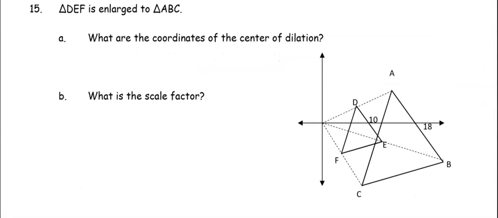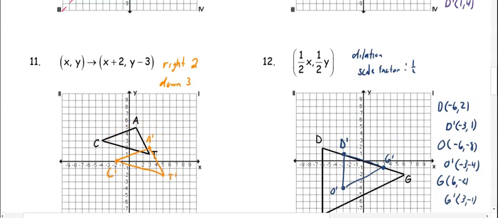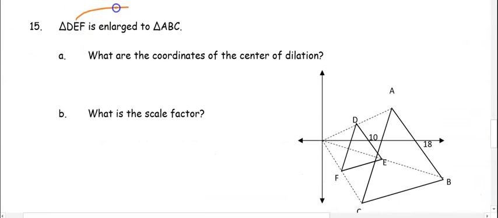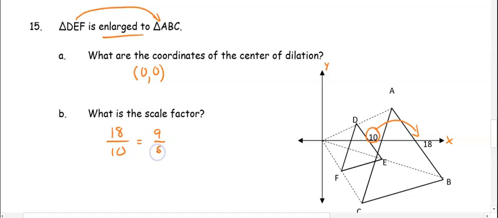In 15, DEF is enlarged to ABC. So going from DEF to ABC, and it is an enlargement. What is the center of dilation? So if we look at the lines, they're all going towards where the x-axis and the y-axis cross. So that is going to be the origin, (0, 0). For scale factor, because we are going DEF to ABC, we want 18 over 10, which is going to reduce to 9/5. We want it to be the bigger number on top because remember, it is an enlargement.